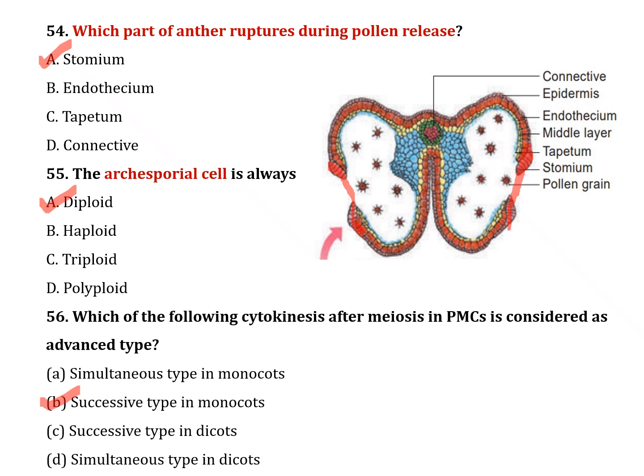In general, the simultaneous type occurs in dicots and the successive type occurs in monocots. And the successive type in monocots is an advanced type.